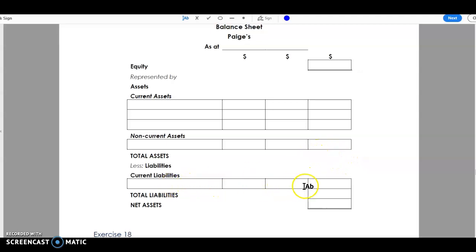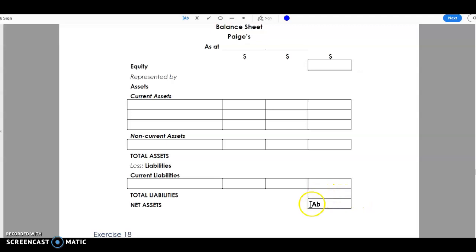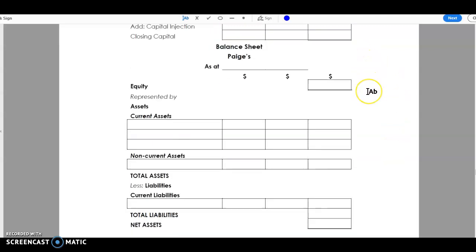Enter our current liabilities, our total liabilities, deduct total liabilities from total assets to give us our net assets. And this figure right here should equal your equity figure here that we got from our closing capital there. If it does, we can be confident that we have done it correctly. And if it doesn't, we have to go back and examine it and see what we did wrong. Because once we've put in all our assets, deducted our liabilities, our net assets must equal our equity, which is our closing capital. That's how you know you've done things well. Good luck with that. All the best.